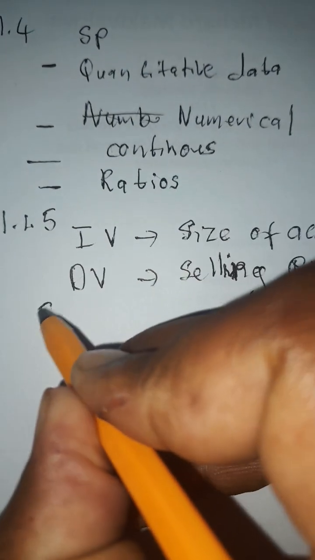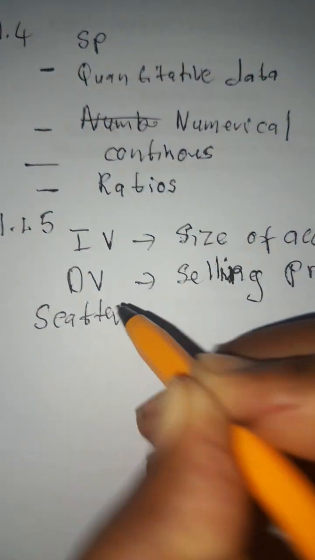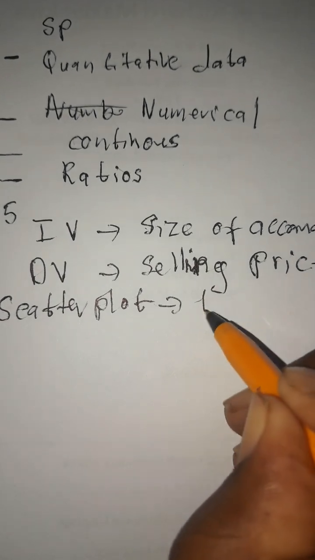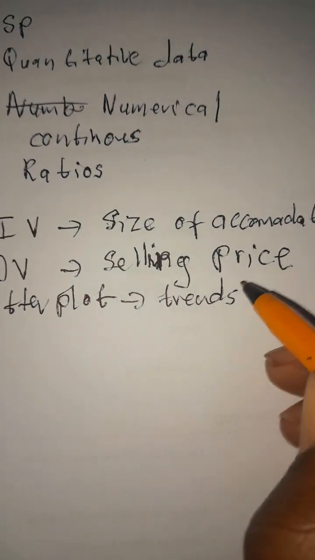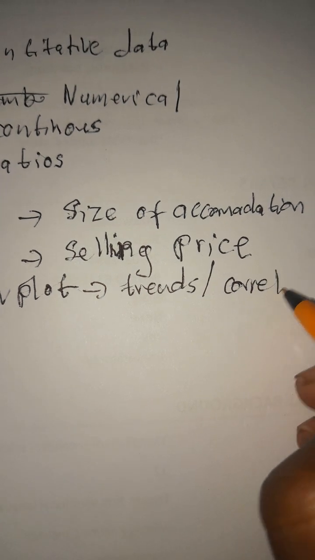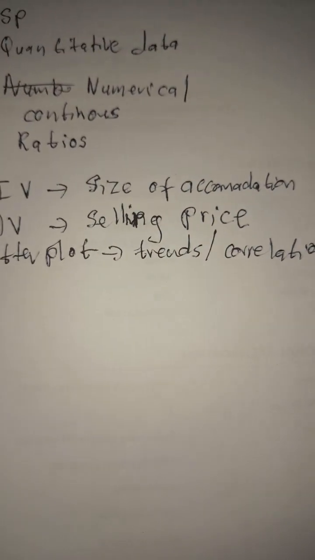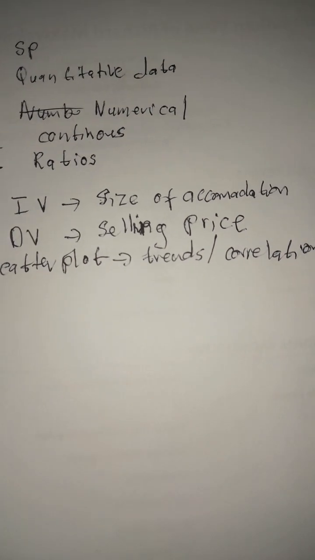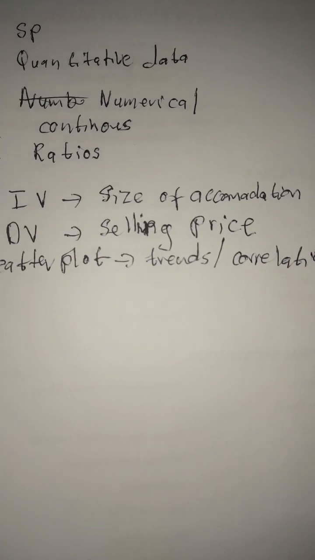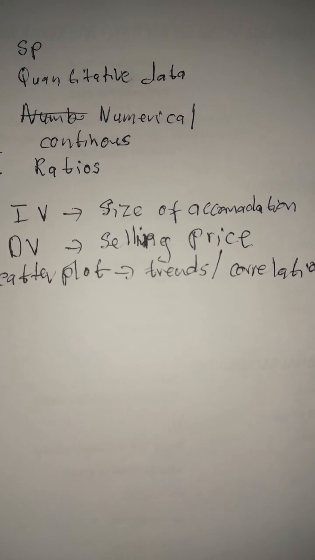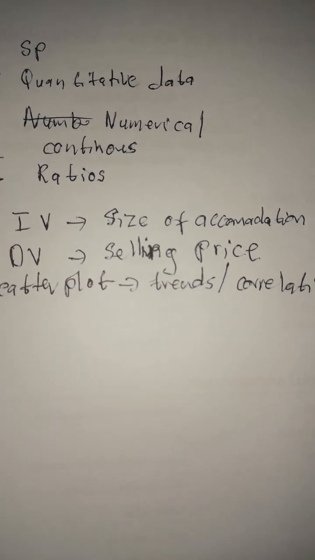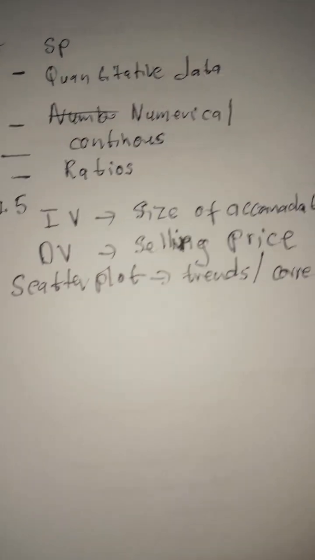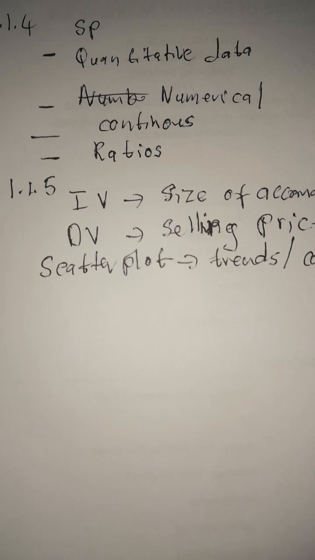So let me just write it, guys. Scatter plot. The reason is that it shows the trends, the correlation. So it will be the scatter plot. Scatter plot is the best graph in this case because we are talking about trends. So we're also going to compare the selling price and the size of accommodation in square meters, right? Hope I make sense, guys.